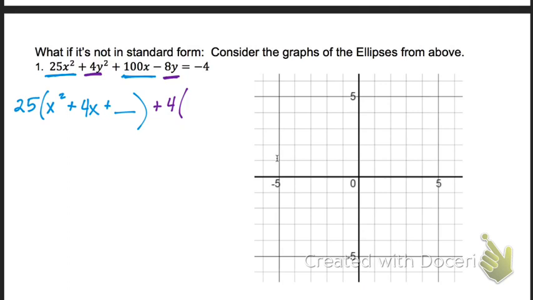Because I want to keep the y squared in the parentheses so I can factor it. So plus 4 y squared minus 2y plus blank. And then on the right hand side equals -4 plus blank plus blank.